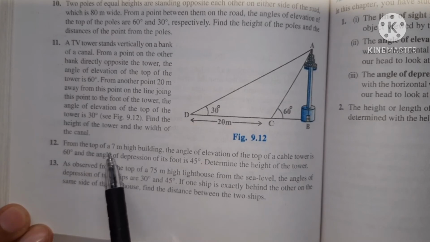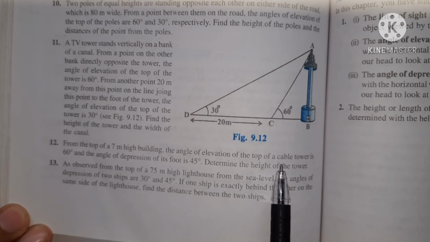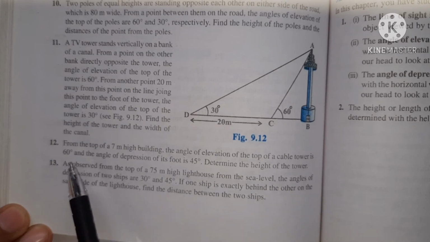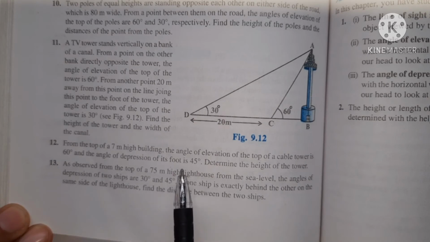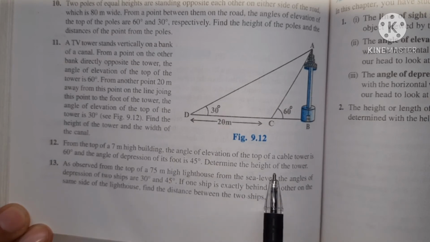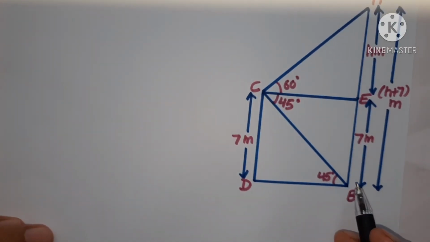From the top of a 7 meter high building, the angle of elevation of the top of a cable tower is 60 degree and the angle of depression of its foot is 45 degree. Determine the height of the tower. So we will draw the diagram for this question. This is the diagram of question number 12.